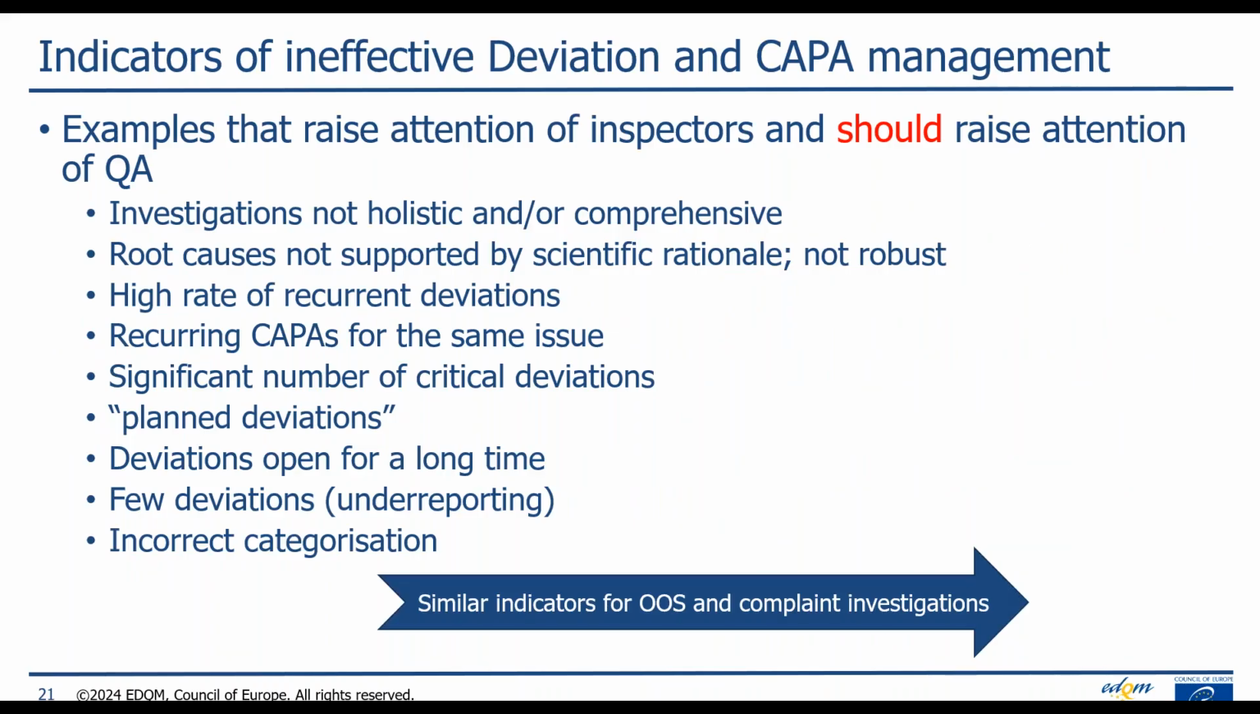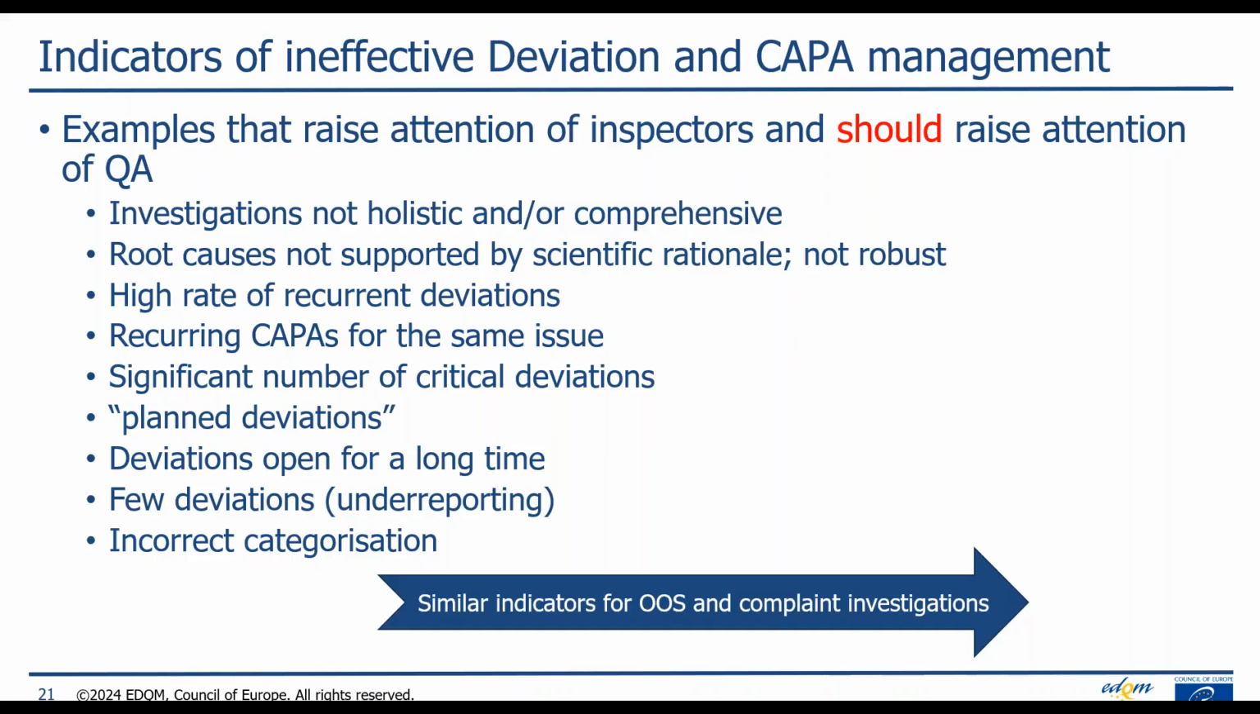Some indicators of ineffective deviation and CAPA management. So this is what triggers alarm when we are on site, and it should also trigger alarm or raise attention of QA staff on site. If investigations are not holistic and or comprehensive, this is often what we do see. The desperate search for root cause, putting any root cause into the picture, tick the box off, and come up quickly with some CAPA. This might be partially okay, it might not be okay, but often it's not comprehensive.